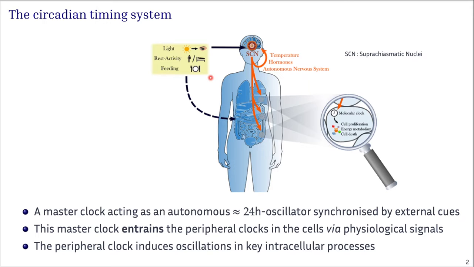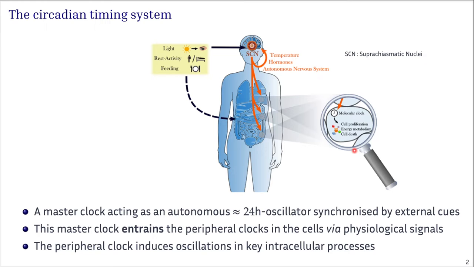Now, this master clock will entrain the peripheral clocks located in the different tissues of the organisms through physiological signals such as hormones. And it's precisely those peripheral clocks that will induce rhythmicity in key intracellular processes such as the cell cycle or the metabolism.